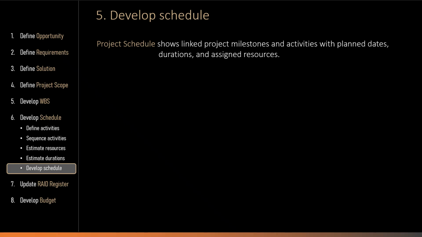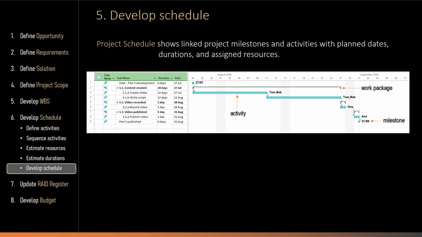The most common way to present a project schedule is by using a Gantt chart, also known as a detailed schedule. A Gantt chart is a bar chart that illustrates project activities and milestones over time. It shows activities, planned durations, start and finish dates, dependencies, and assigned resources. There are two commonly used methods for creating and managing project schedules: the critical path method, or CPM, and critical chain project management method, or CCPM.